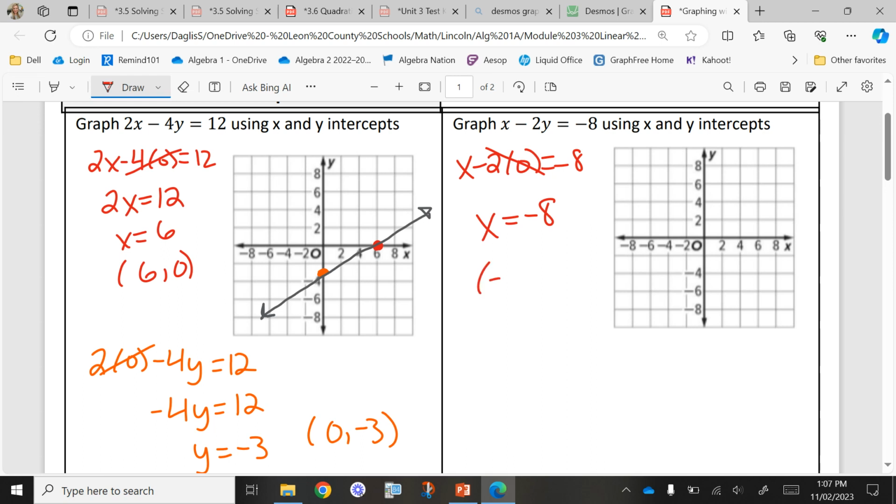So that point is at negative 8, 0. That means I went to the left and I didn't go up or down. So we're still on the x-axis, down here where x is negative 8. Feel good about it? Good.